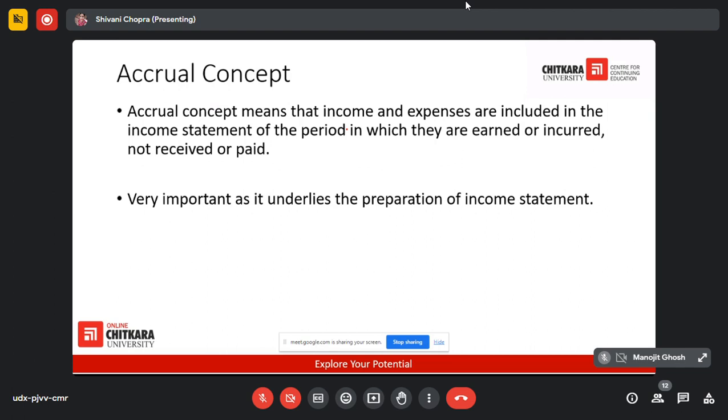Next one is the accrual concept. What is the accrual concept? It means that incomes and expenses are included in the income statement of the period in which they are earned or incurred, not received or paid. This is very important.